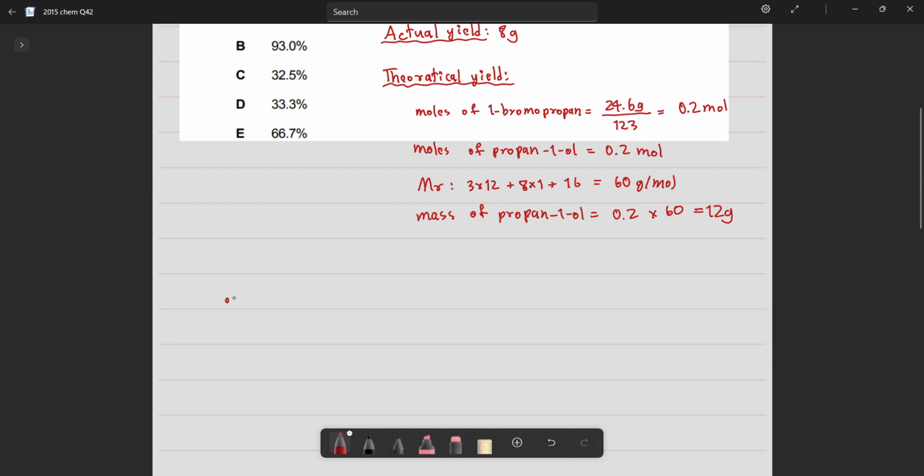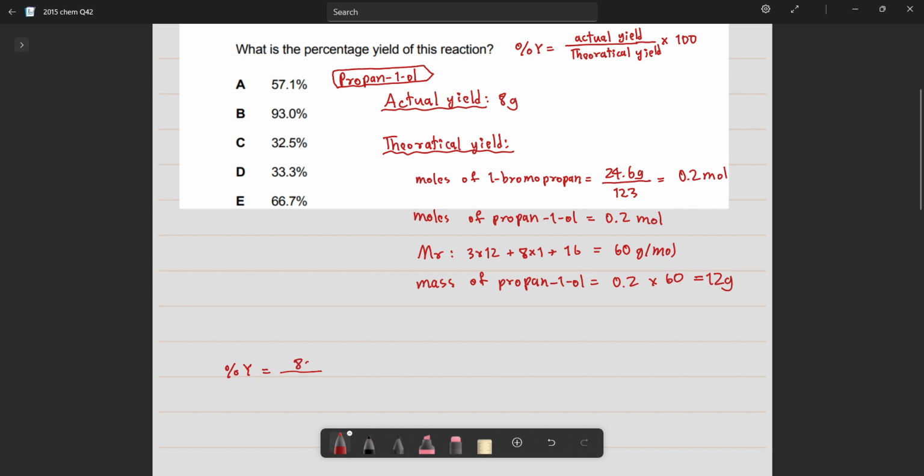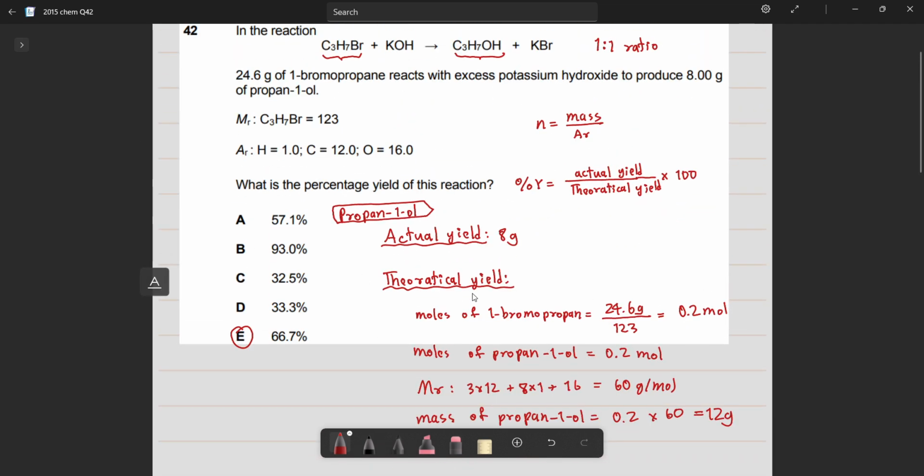So finally, the percentage yield is equal to 8 grams divided by 12 grams times 100. This will give us the percentage yield of 66.7%. So that's our final answer. So the only correct option is option E. So that's 66.7. That's how we solve this question.